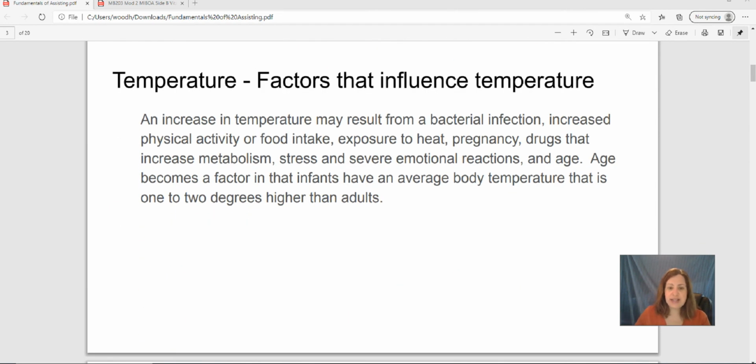So, things that influence the temperature. There are certain things that can make a temperature go up. Bacterial infection, increased physical activity, food intake, being outside in the hot, being pregnant. There are certain drugs that increase your metabolism, stress, severe emotional reactions, and age. Infants have a little bit of a higher temperature than adults do. That's normal. Okay. So as we eat and our body is digesting, our body is working, that creates heat. If you go work out, it creates heat.